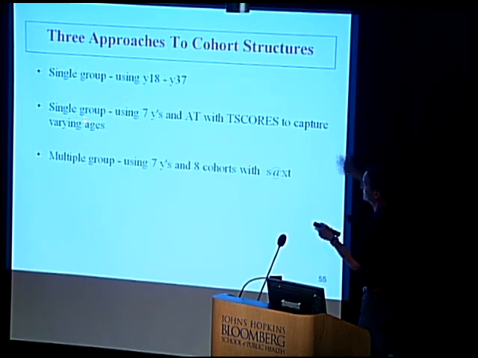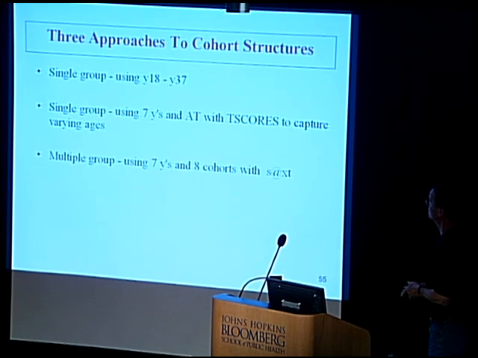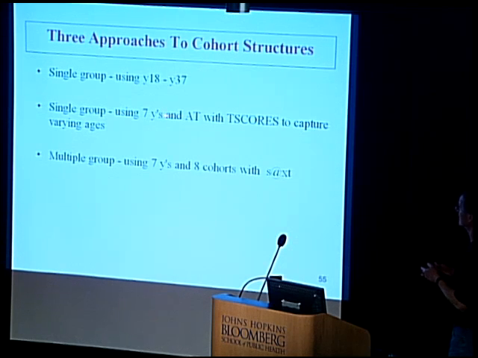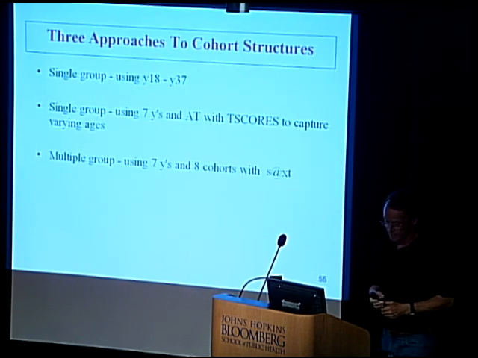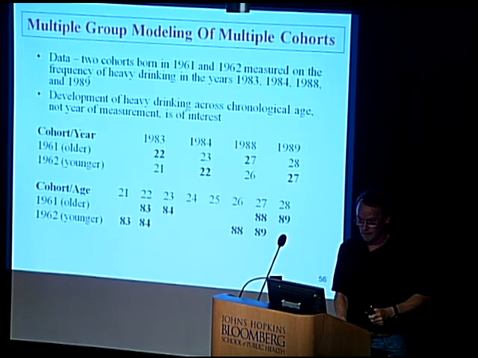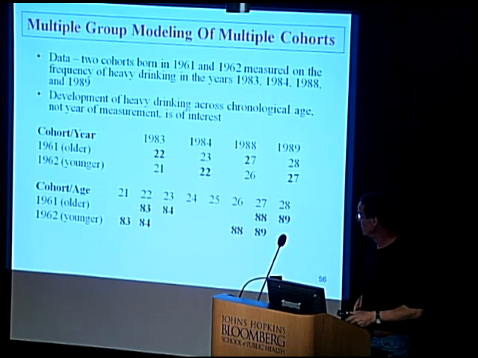And then lastly, the single group approach using 7 Ys and the ACT option with t-scores, individually varying times of observation to capture varying ages, is a possibility as well. I'm not going to talk about that now, though. So that means it's time for Linda.